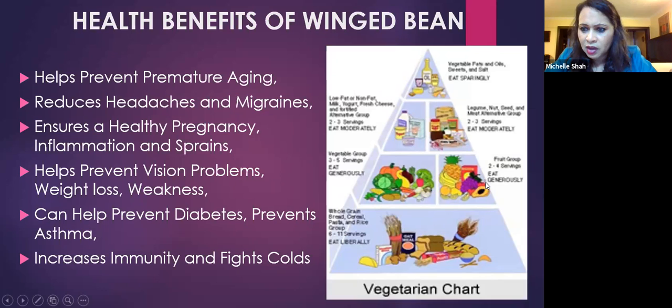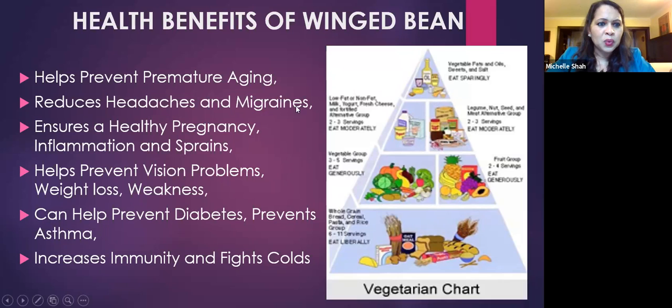Then you have semi-moderate in the fruits here, and then you have moderately in the legumes and the fresh cheese and so on. So the second layer is where you have to have moderate consumption, and the sparingly section would be the vegetable fats such as oils and so on.